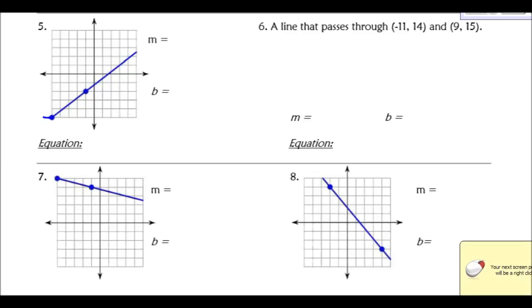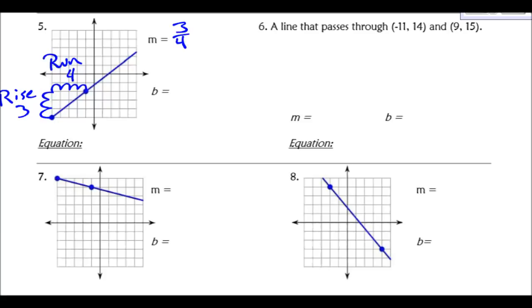My m here is going up 1, 2, 3. That's a rise of 3 and a run of 1, 2, 3, 4. So my slope here is 3 over 4. So we have our m. But we don't know our b yet. But we do have an x and a y.